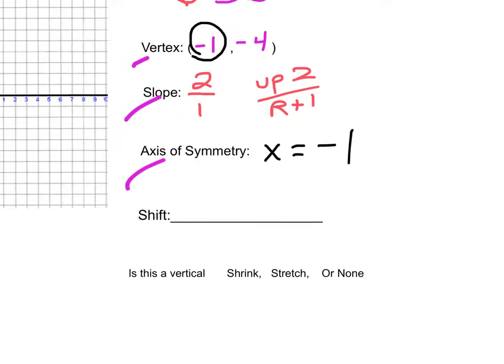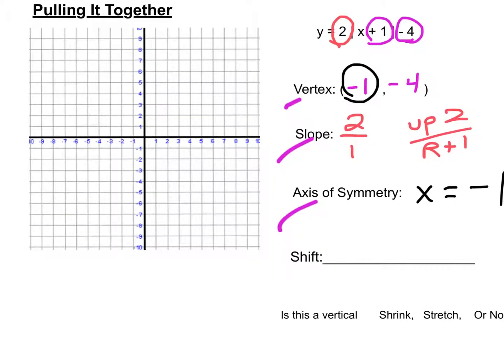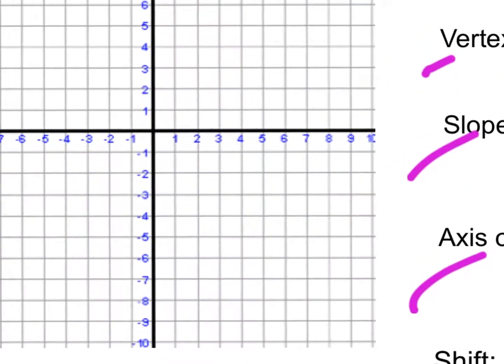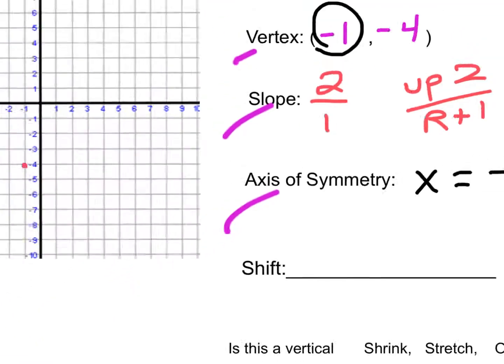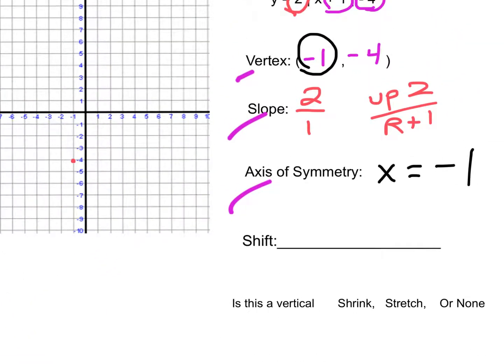Now, some of us might have a hard time seeing that. So let's graph that first before we do the shift. -1, -4 says I go to the left 1 and down 4. So right there, there's my vertex. So again, my shift, we went left 1, down 4.